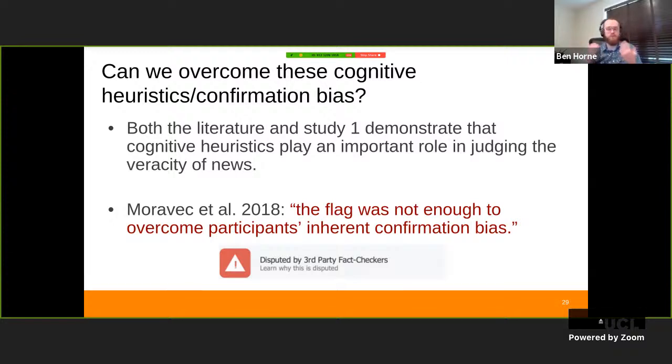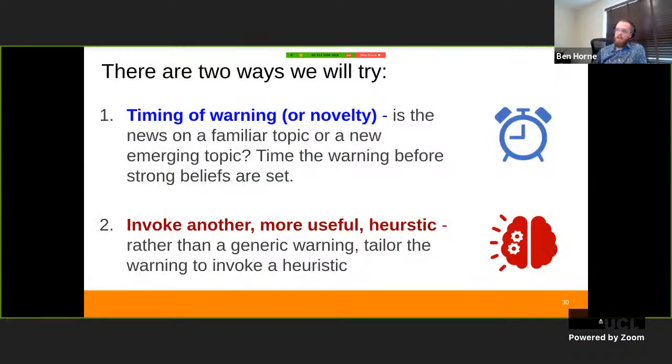And the literature also sort of supports this heuristic coming up. So for example, if we go back to the Morvex study I talked about in the beginning, one of the main results from that paper is that the warning flag was not enough to overcome participants' inherent confirmation bias. So our goal here is, can we make a warning label that actually overcomes this confirmation bias? And there's two ways we'll try this, which I mentioned in the beginning. The first way is timing the articles, or timing the warning label on the article.